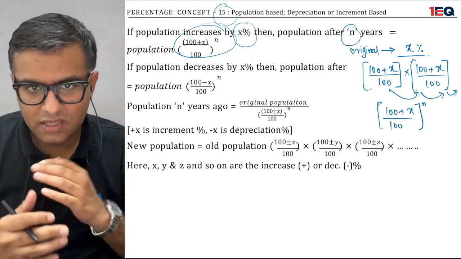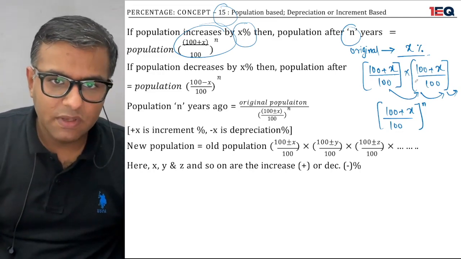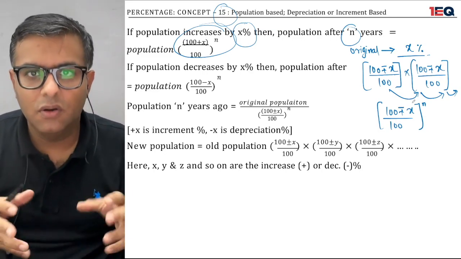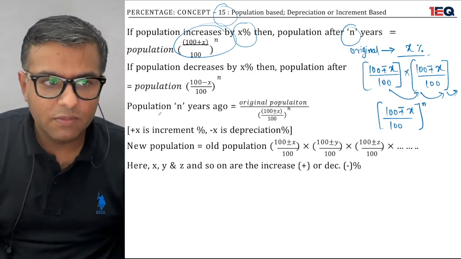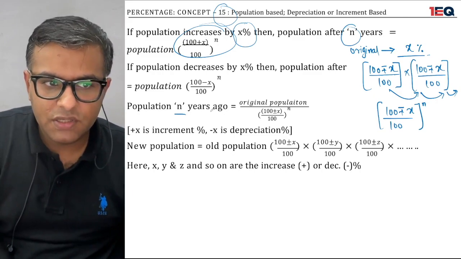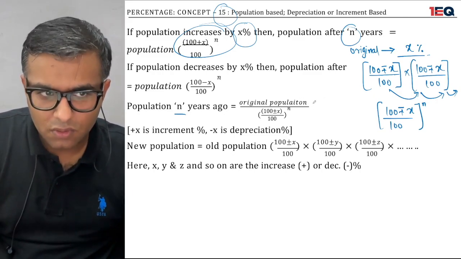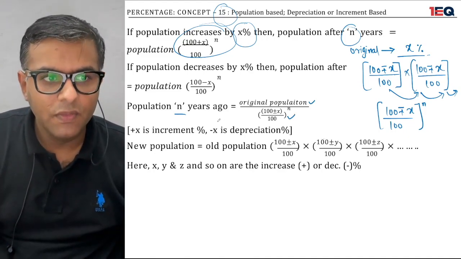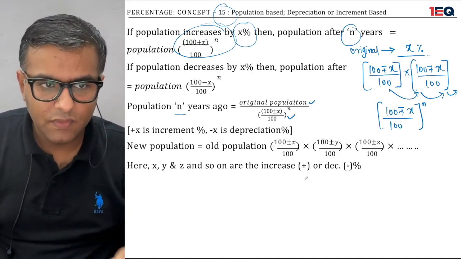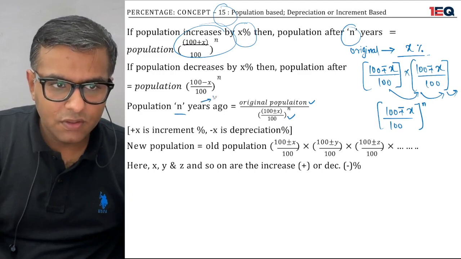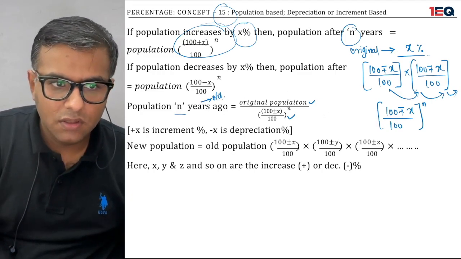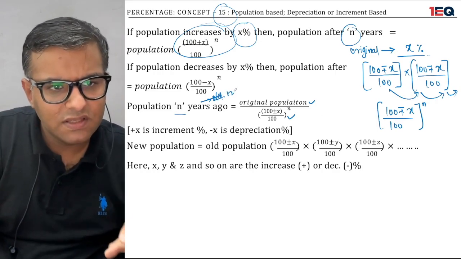Okay, so you understand the derivation of where I'm coming from. Similarly, if I introduce this sign with a minus, this will talk about population decrement or the population decrease for that particular year. So the population n years ago would be equal to the original population divided by this option. Okay. So what is happening over here is this is the old population and this is the original population. This is the old, or you may even say new population.